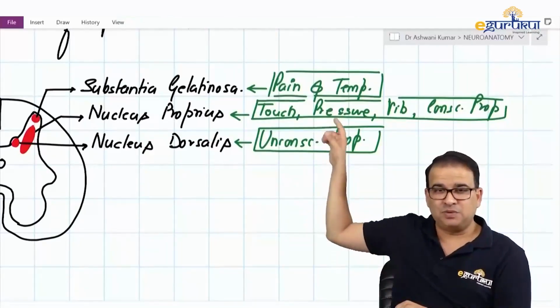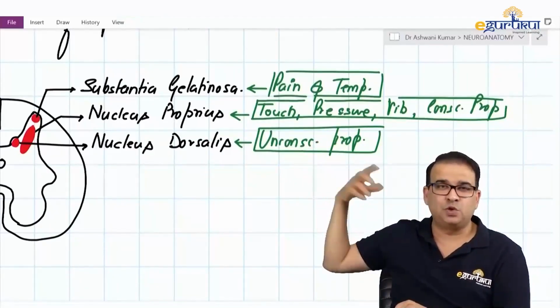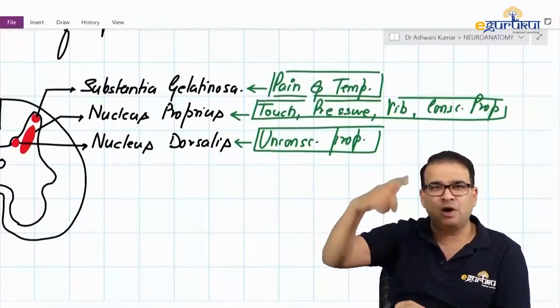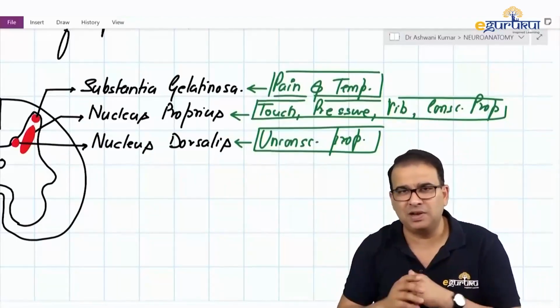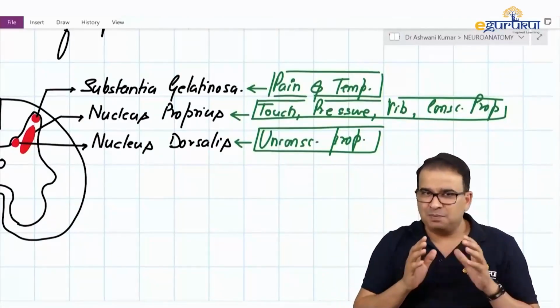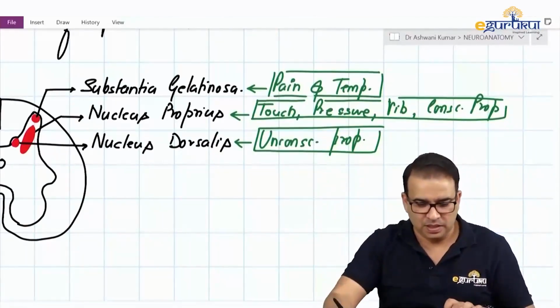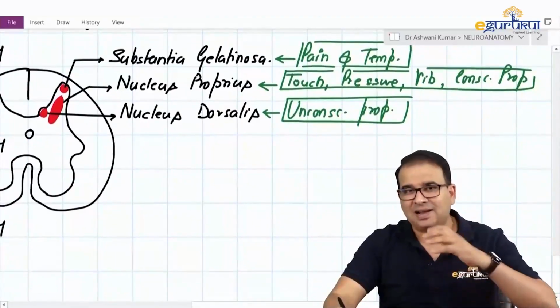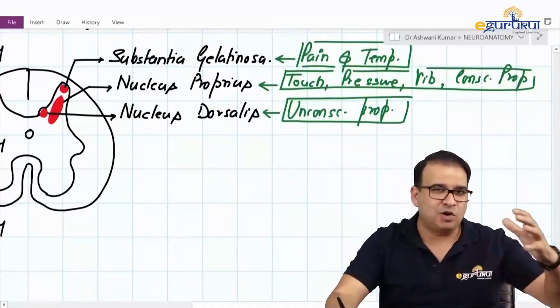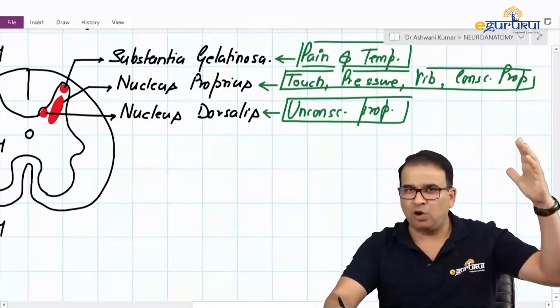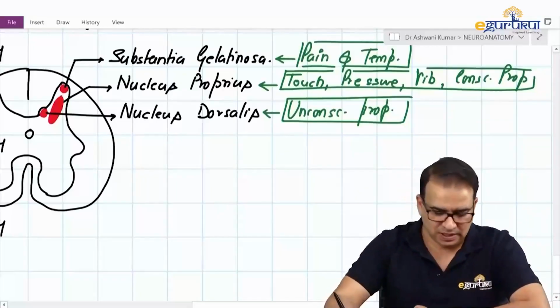If they are carrying these sensations, they come into nucleus proprius. And unconscious proprioception, which goes into the cerebellum, first goes into nucleus dorsalis, and then somehow from there reaches the cerebellum, which we will eventually discuss. So it's better you remember that from the sensory input point of view. How exactly the sensation comes inside, how second order neurons are formed, how they decussate, reach the thalamus and so on, all that story we will discuss after this.